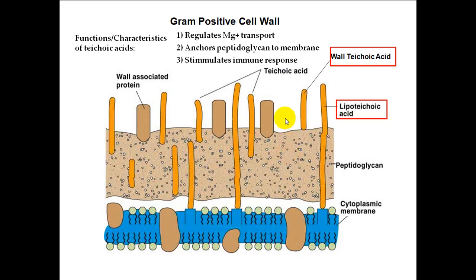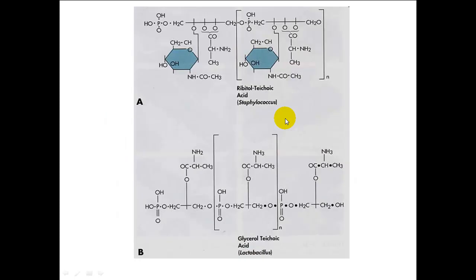So teichoic acids, these are things you find just in gram-positives. Again, if you're a chemistry fan, here is the chemical structure of teichoic acid. You won't be asked to know it, but if you're interested, here's what it looks like.